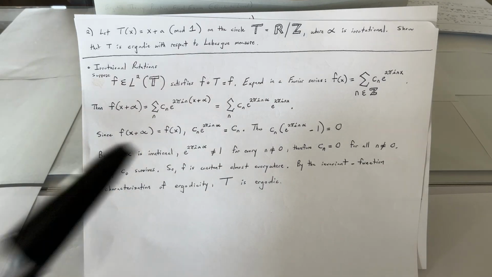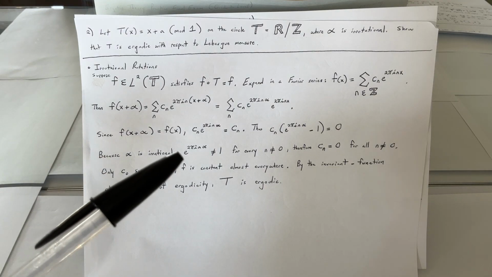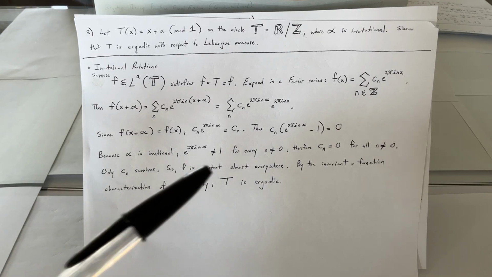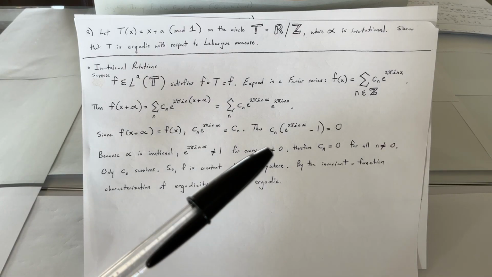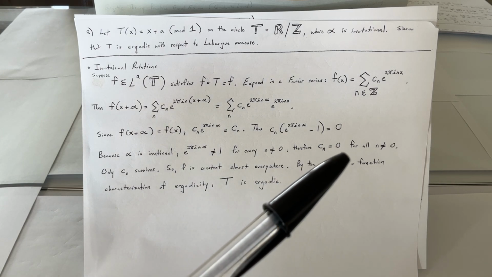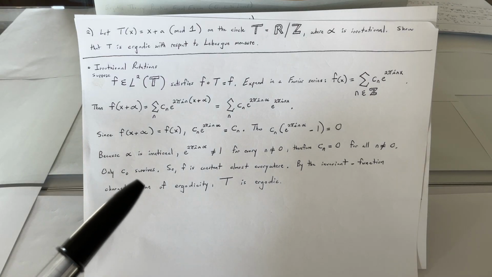And rearranging this and factoring, we get c sub n times the quantity e to the 2 pi i n alpha minus 1 equals 0. And because alpha is irrational here, e to the 2 pi i n alpha cannot equal 1 for every n not equal to 0. Therefore, c sub n equals 0 for all n not equal to 0. Sorry, only c naught survives.